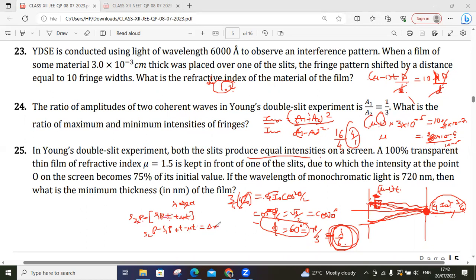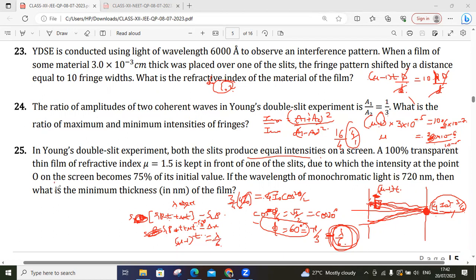Here S1P is more, so I will take S1P minus S2P. Then it will become minus plus minus S2P, becoming (mu minus 1) into t. So (mu minus 1) into t is lambda by 6. That much is introduced, right?